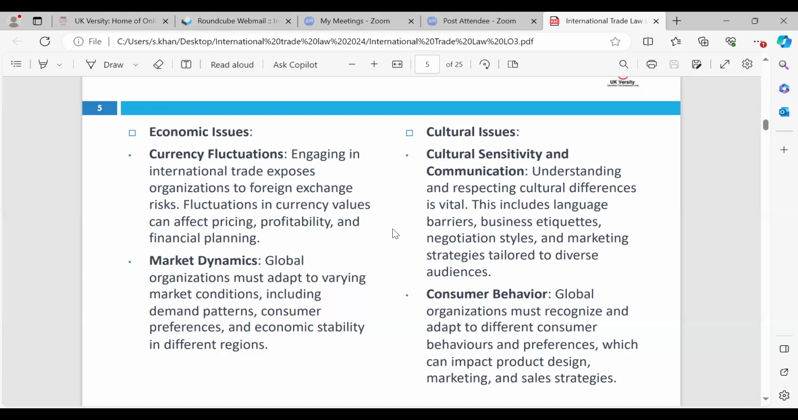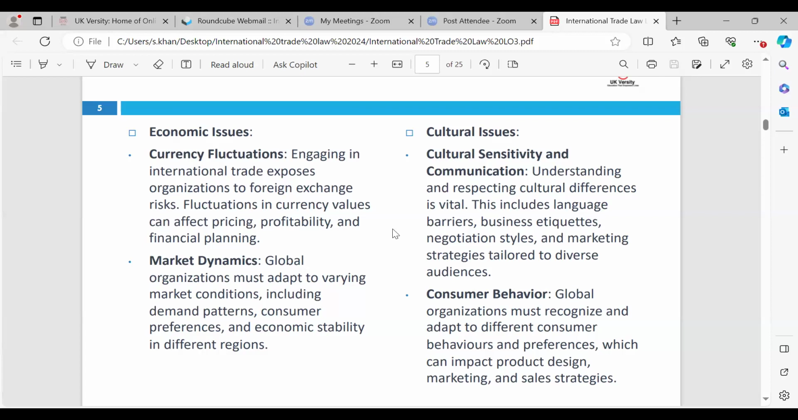Cultural issues, so cultural sensitivity and communication. Understanding and respecting cultural differences is vital. This includes language barriers, business ethics, negotiation styles, and marketing strategies tailored to diverse audiences. So these are some of the important factors that need to be taken into account. Cultural issues is a big one because if you are trading with people from different cultures and different countries, it's really important you take into account their cultures, but also their beliefs and their barriers, their language barriers, because that's a big thing, and their diversity.